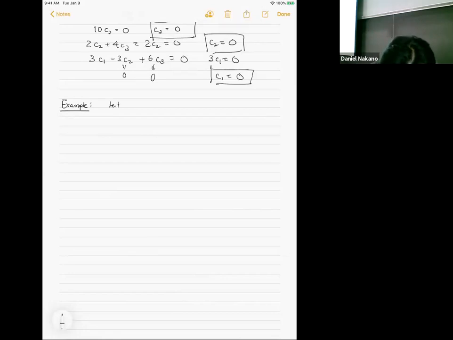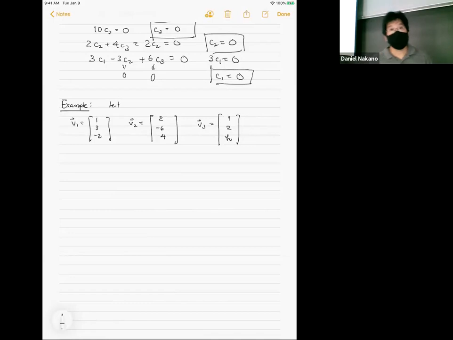So let B1 equal (1, 3, minus 2), B2 equal (2, minus 6, 4). And finally, B3, these are all vectors, so I'm going to put vector signs at the top, is (1, 2, and a variable h). So the question is, for which h are these vectors linearly dependent?